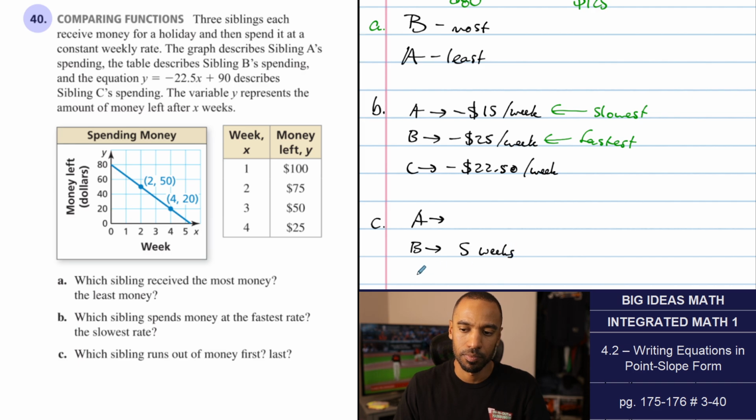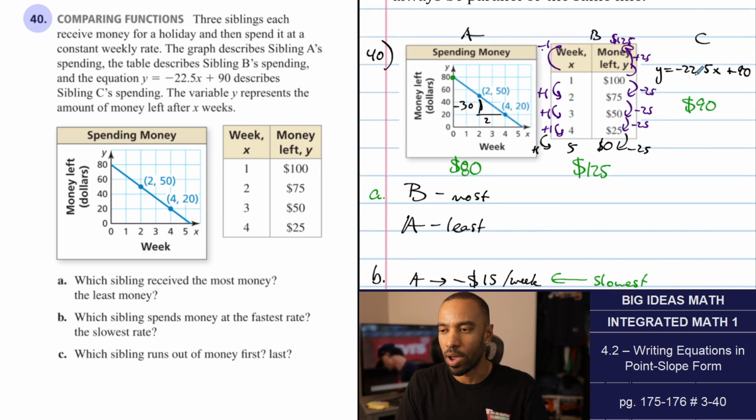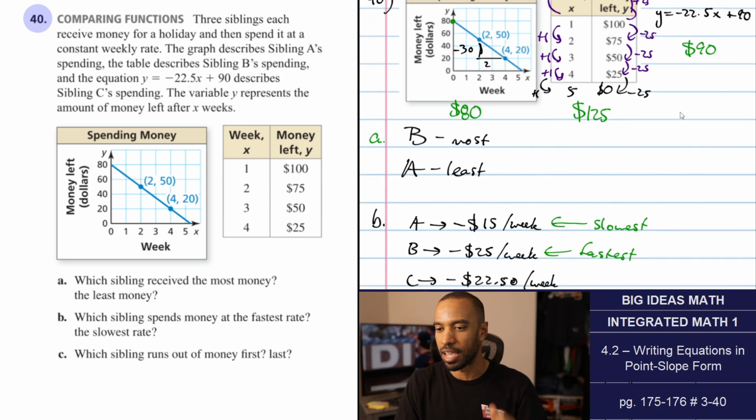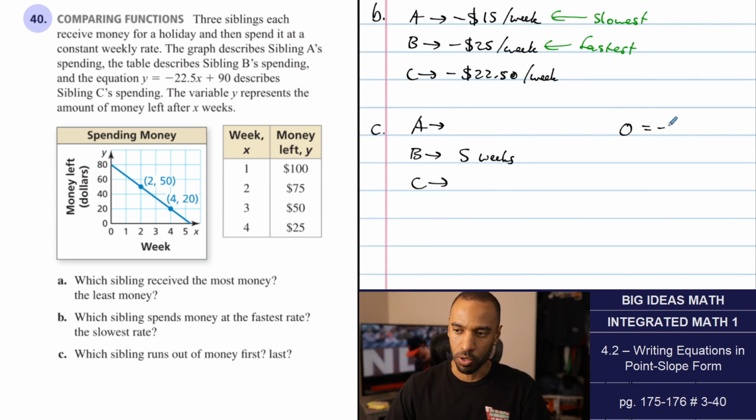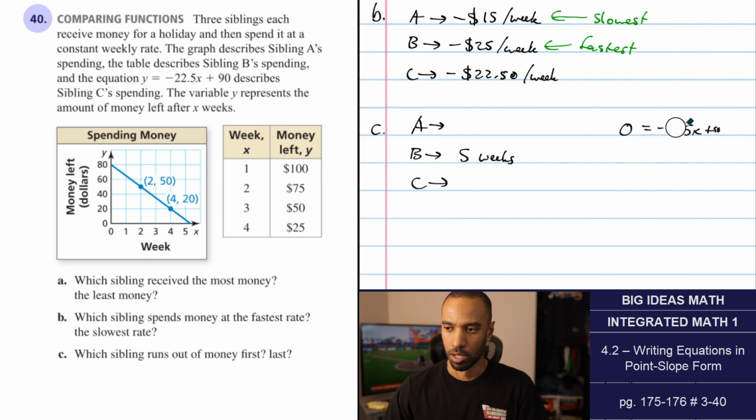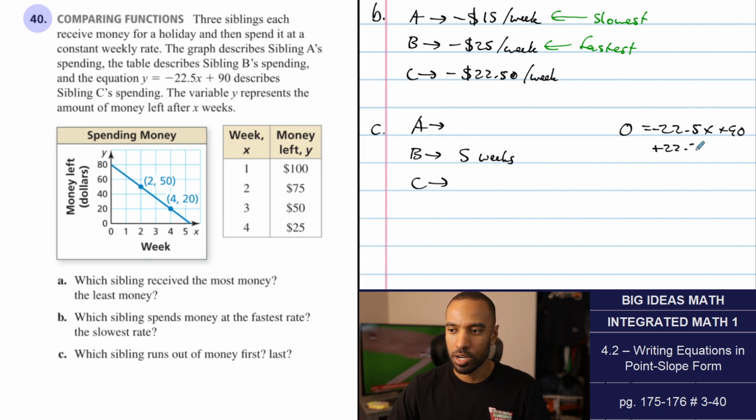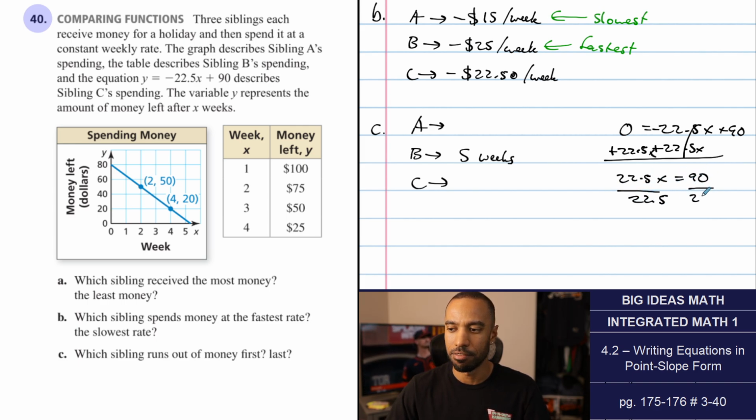Person C, let's use the equation negative 22.5x plus 90. So y equals 0. Let's solve for this one. Negative 22.5x plus 90. I know it in my head, but I'm going to add 22.5x to both sides. I set this equal to 0 to find out how much money they have after x weeks. If I divide both sides by 22.5, I believe I'm getting 4. Person C runs out after 4 weeks.